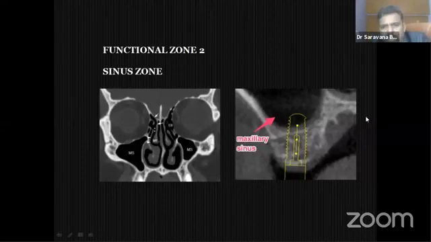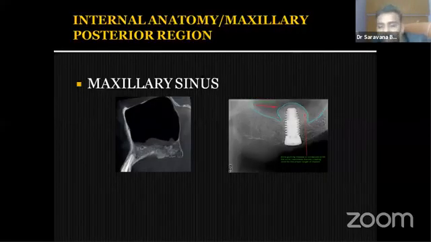In the maxillary posterior region, you should be careful from the crestal bone to the height of the sinus floor. If you go for a sinus lifting procedure, whether it is direct or indirect sinus lifting, you should analyze it beforehand by looking at the CBCT data.